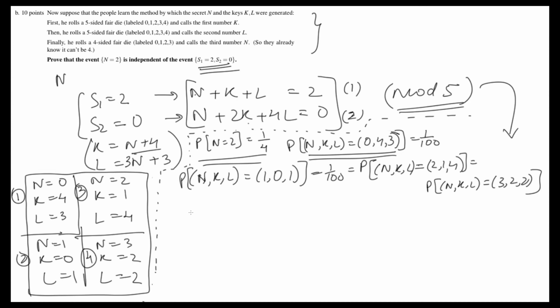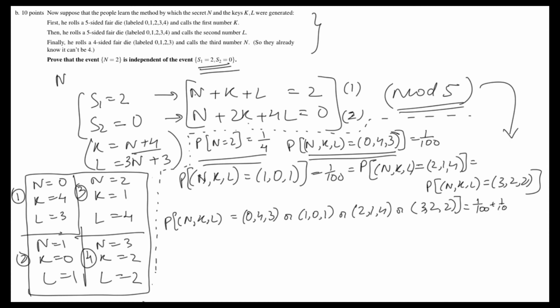Therefore, the probability of all these happening together, that is the probability of (N, K, L) equal to 0, 4, 3 or 1, 0, 1 or 2, 1, 4 or 3, 2, 2, is just 1 over 100 plus 1 over 100 plus 1 over 100 plus 1 over 100. Why? Because each and every one of these events are disjoint, so when one happens, the other cannot happen, right? Therefore, you just add up all these and you get 1 over 25, which is just 4 times 1 over 100, right?